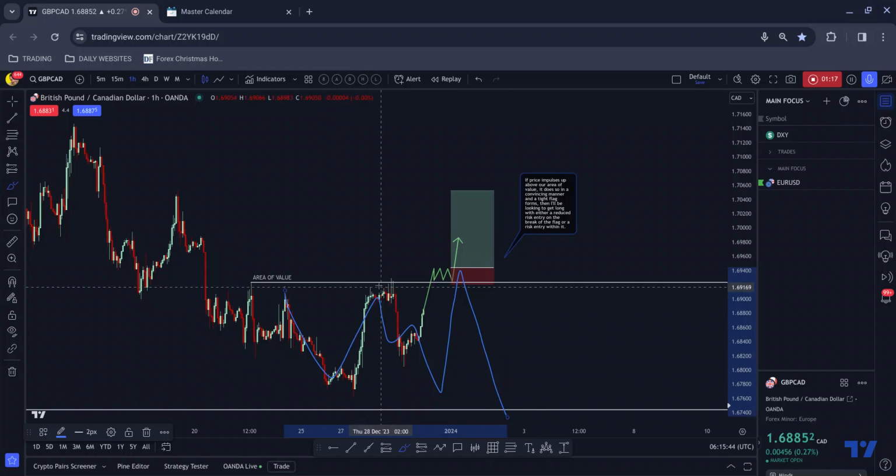Okay, so that's a prime example of why we wait for the consolidation above the area of value in this instance, and we don't just set a stop order here to trigger you in once price moved just above this area of value. You could easily be tagged in, tagged out, and then price does what I said that it may do, what it seems to be doing now.